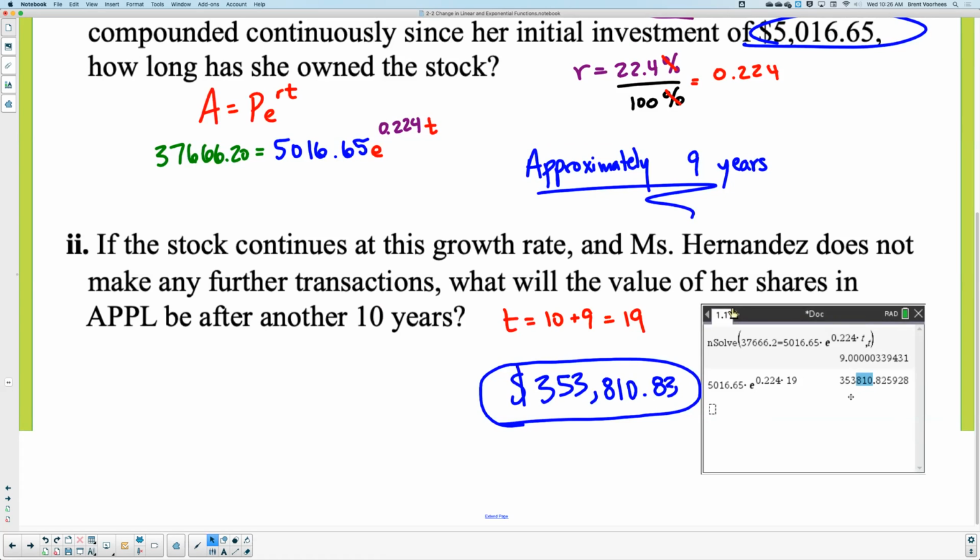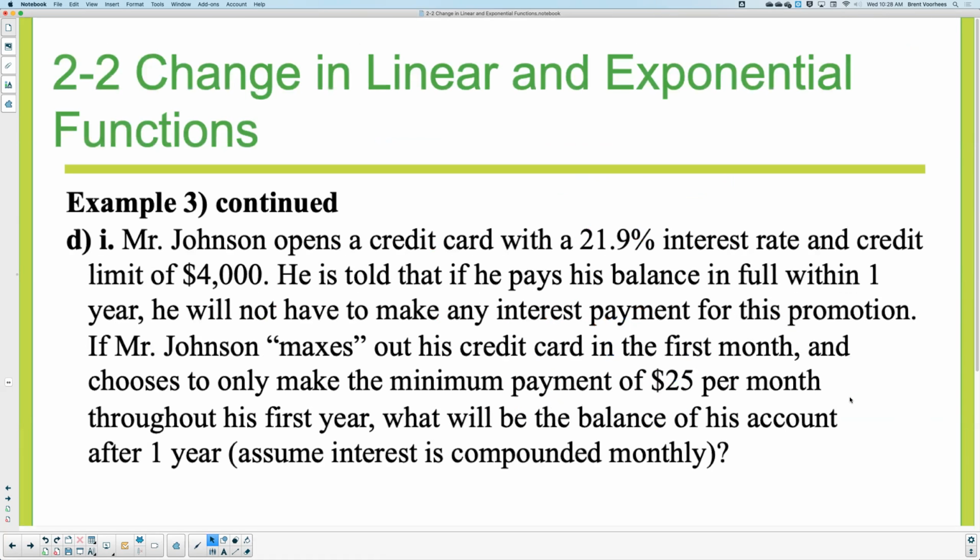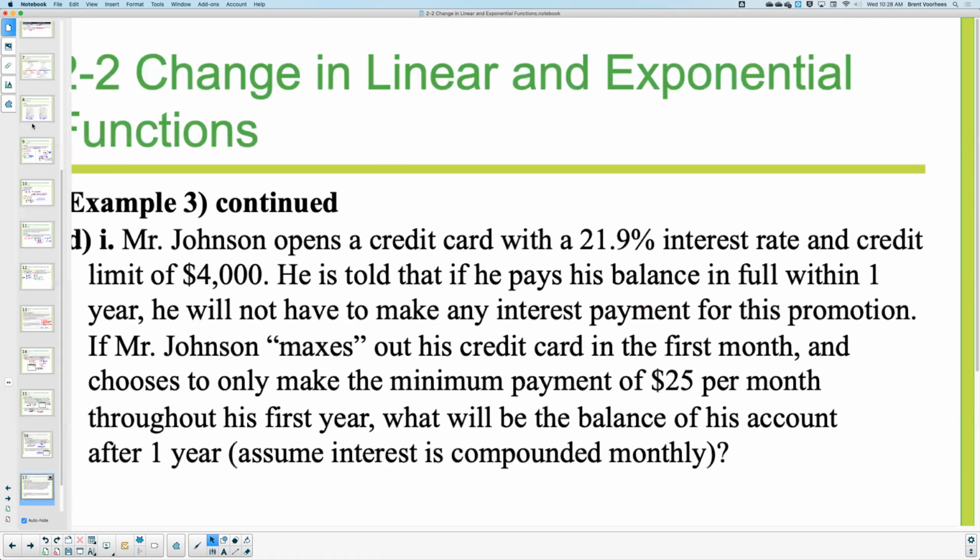I'm about to blow your mind with a bunch of numbers here if we have time. Let me finish this up here. How many more do we got of these? Two more. All right, let's finish this up.